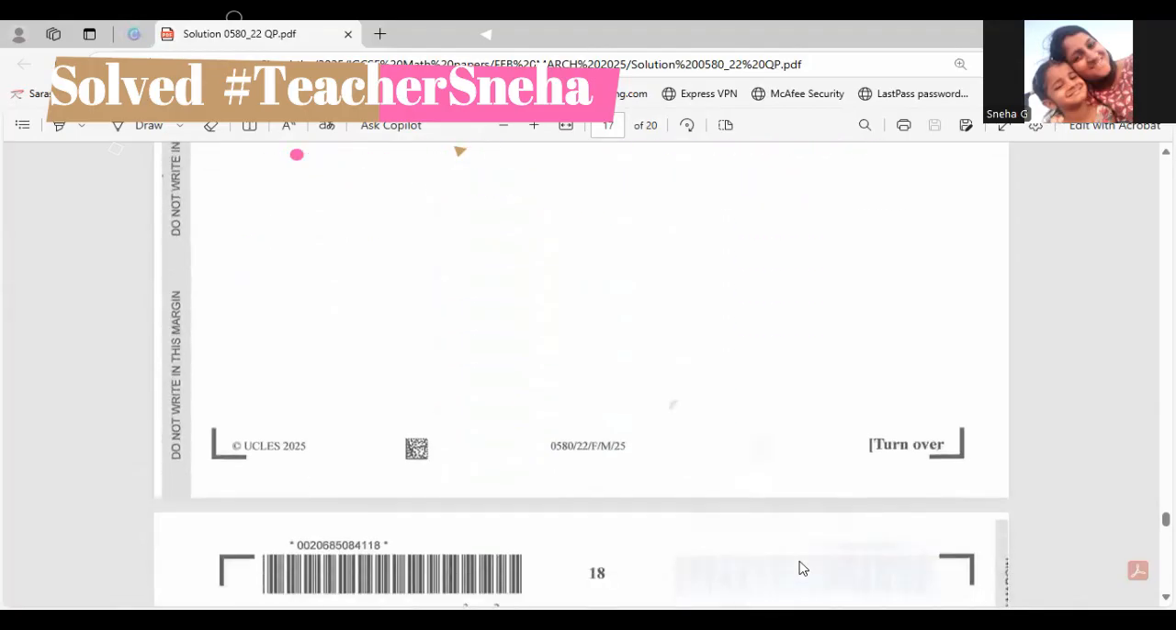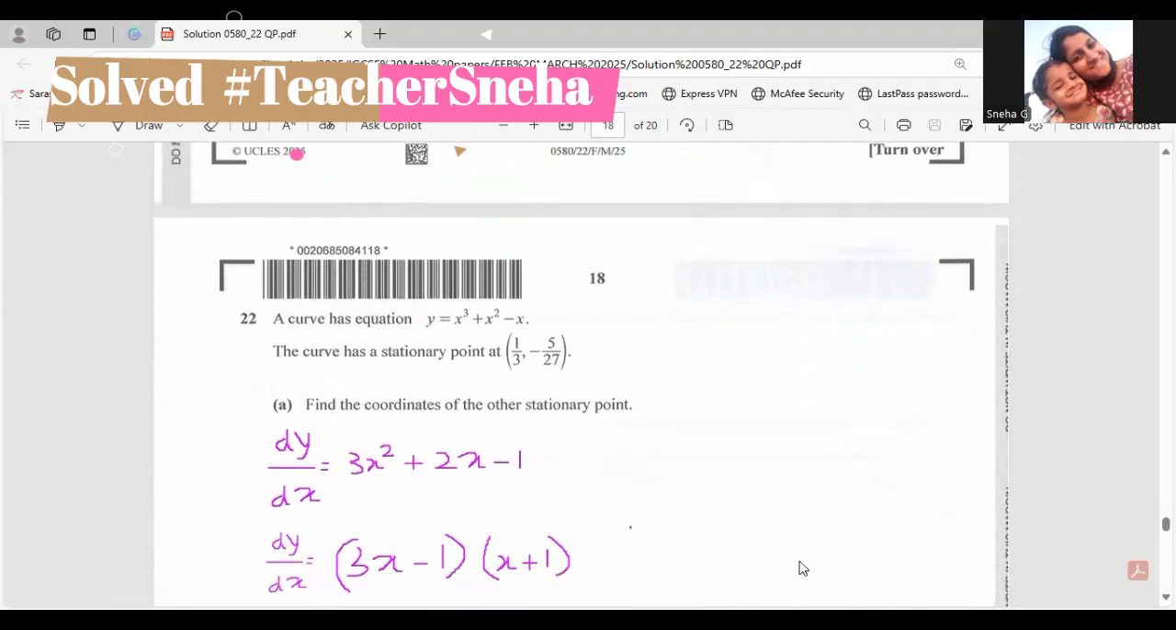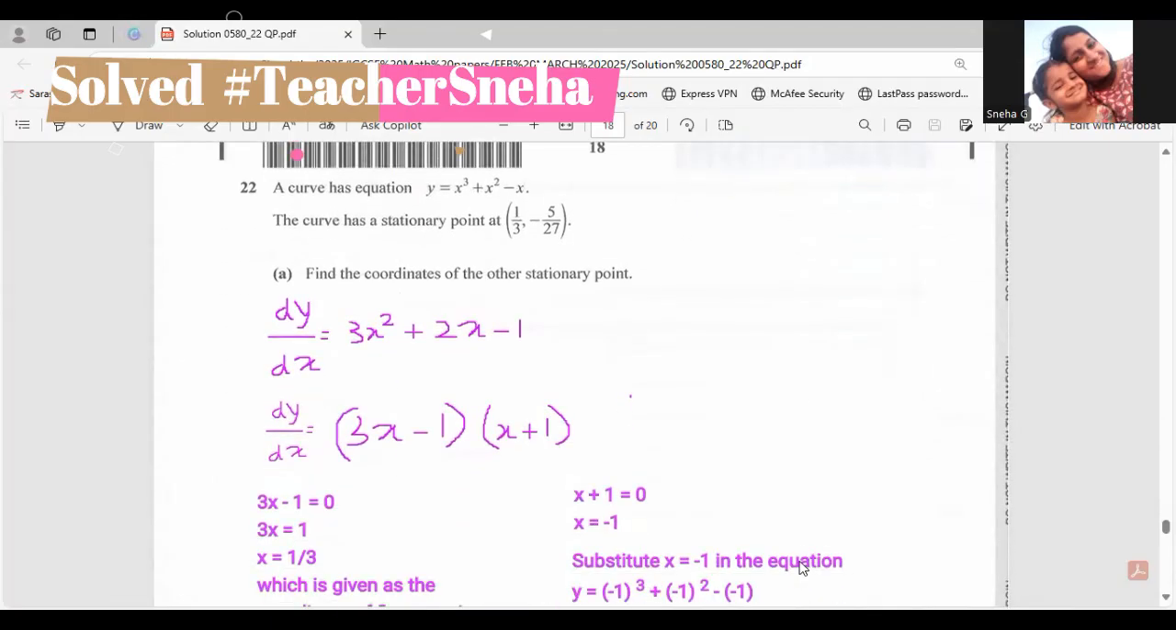We move further to the next question, question number 22. A curve has an equation y is equal to x cube plus x square minus x. The curve has a stationary point at 1 upon 3, comma, minus 5 upon 27. You have to find out the coordinates of the other stationary point.